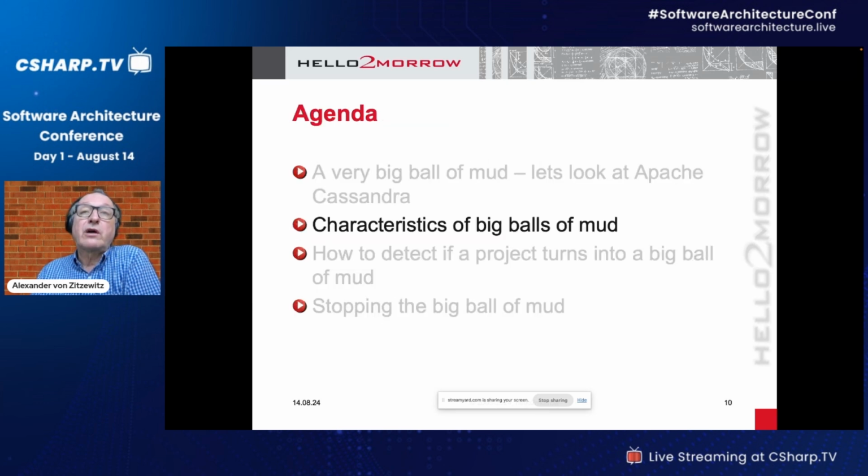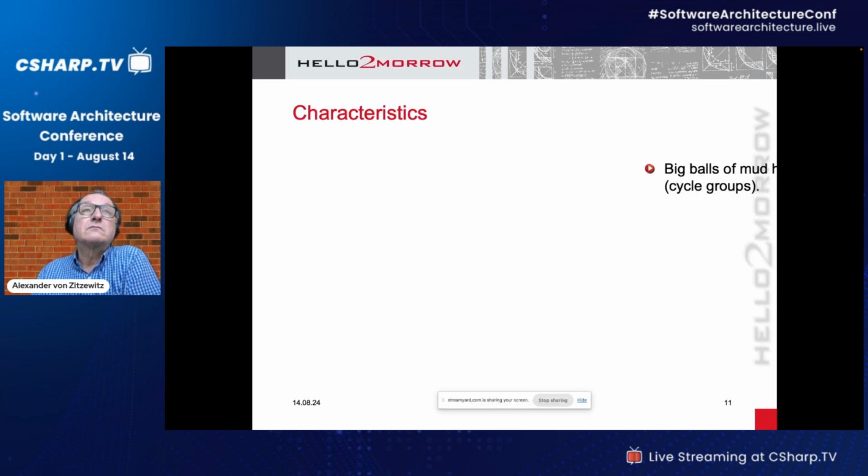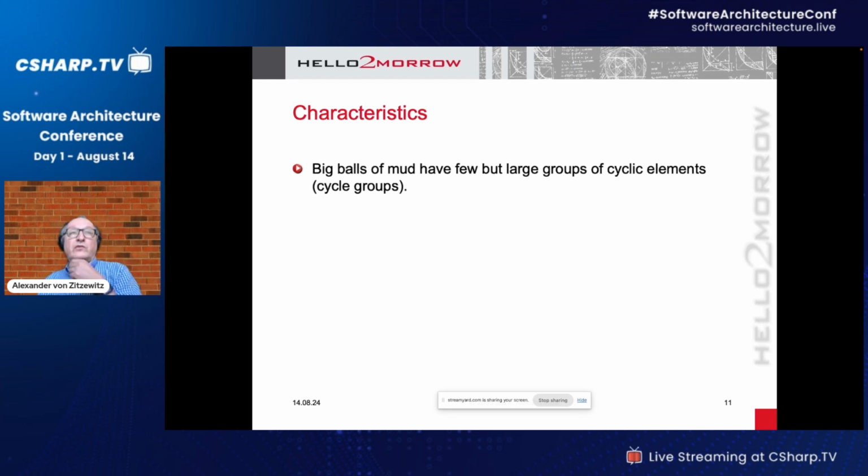Now let's talk about what are the characteristics of a big ball of mud and how can we measure that? So a big ball of mud has few but large groups of cyclic elements. That's the sign of end-stage code cancer. If you have those big cycle groups, few big cycle groups. In Apache Cassandra, there was one big cycle group, and now it metastasized to a second one with only about 100 elements. But if you have few large cycle groups, then you have a big ball of mud.